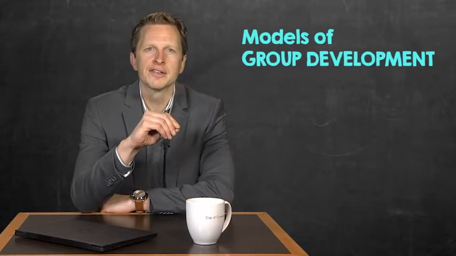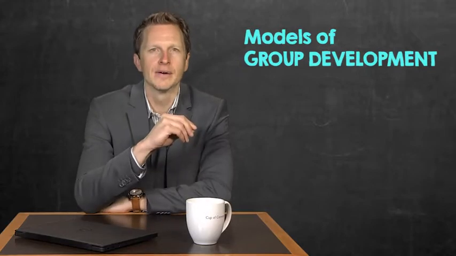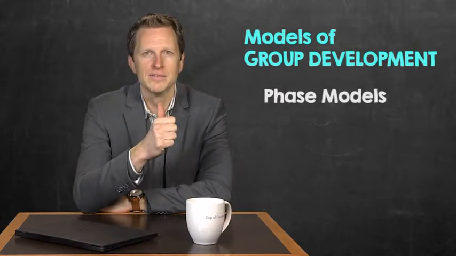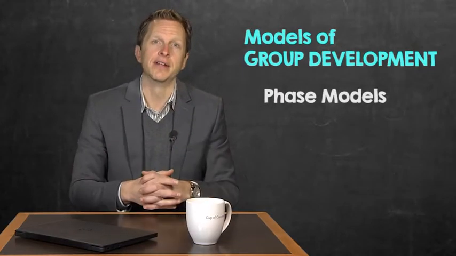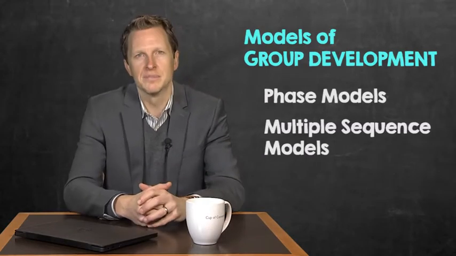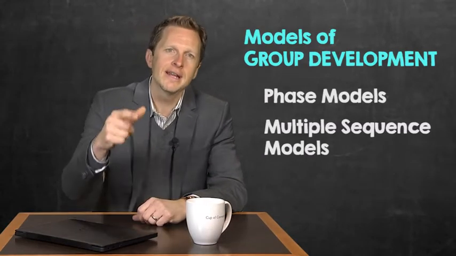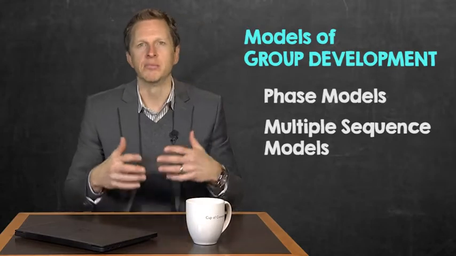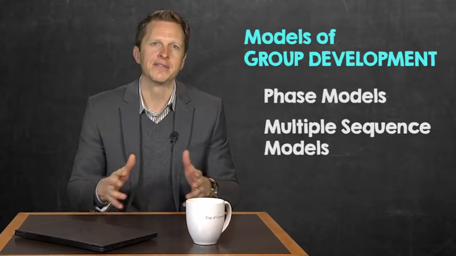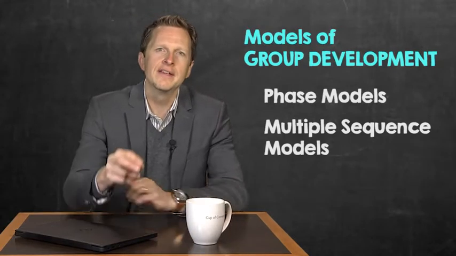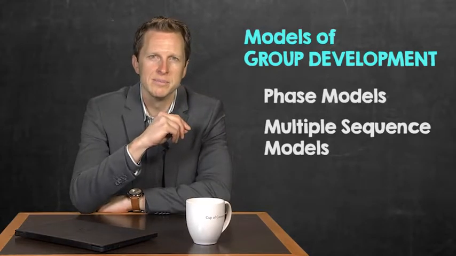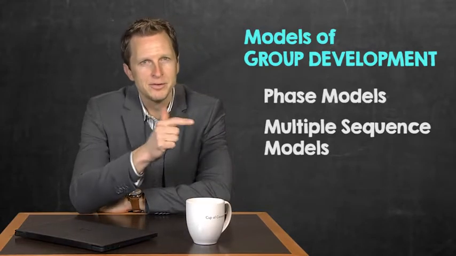But over the years, researchers have concluded that most models can be grouped into two main categories: phase models of group development, which we'll focus on in this video, and multiple sequence models, which is the subject of our next video. So rather than get bogged down in the particulars of any specific model, we'll focus on these two broad categories of group development: phases and multiple sequences.